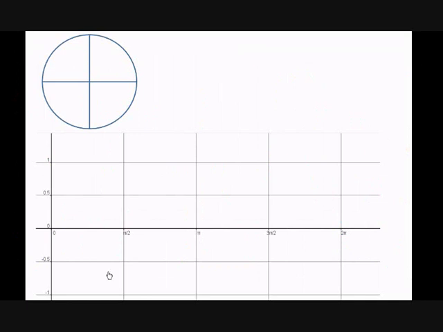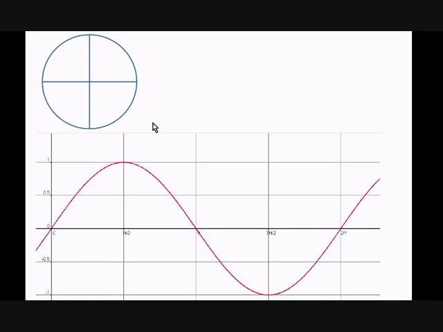Let's combine this concept with the circle concept which we just saw. First, let's deal with the sine curve. The sine curve looks like this from 0 to 360. You should have noticed that I have used the angles in radians: 0, pi over 2, pi, 3 pi over 2 and 2 pi.